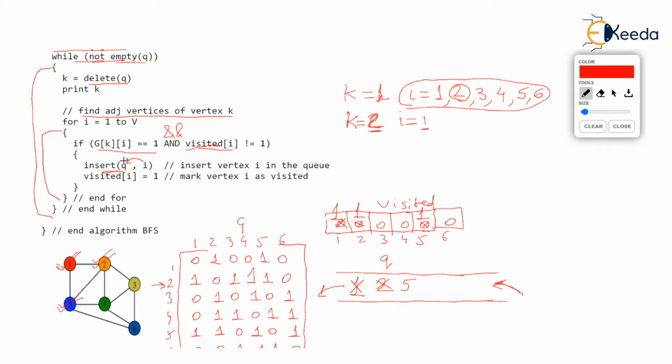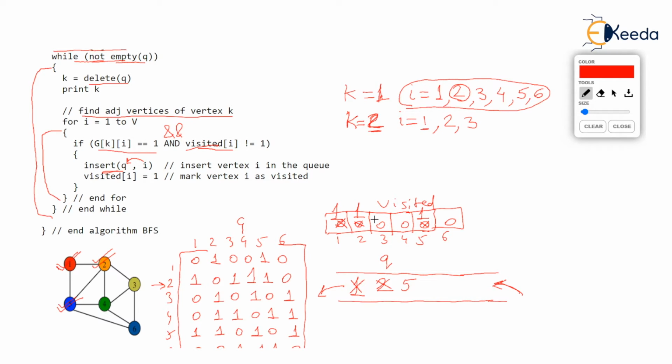Now i repeats with i equal to 2. So obviously we are going to check second row, second column, the kth row, ith column, which is 0. So forget it. i is 3. Second row, third column is 1, isn't it? And you very well see in the graph that vertex 2 is adjacent to vertex 3. And see the second condition written after the logical and: visited[3], because i is 3 now, is really not 1. Yes, visited[3] is not 1, a true condition.